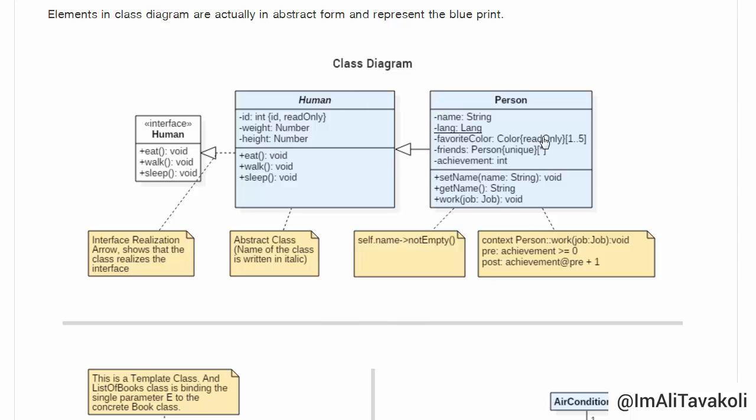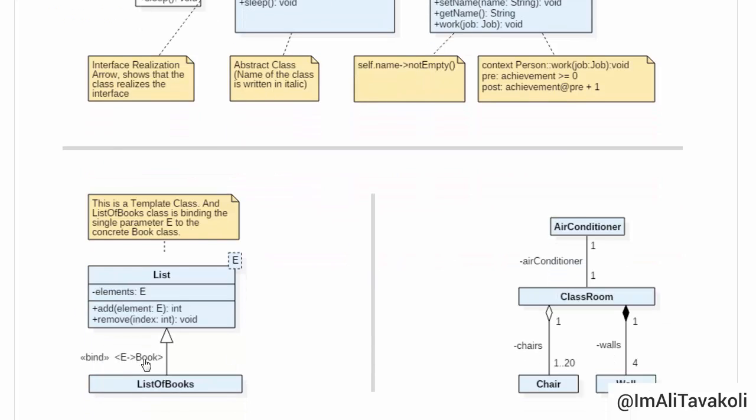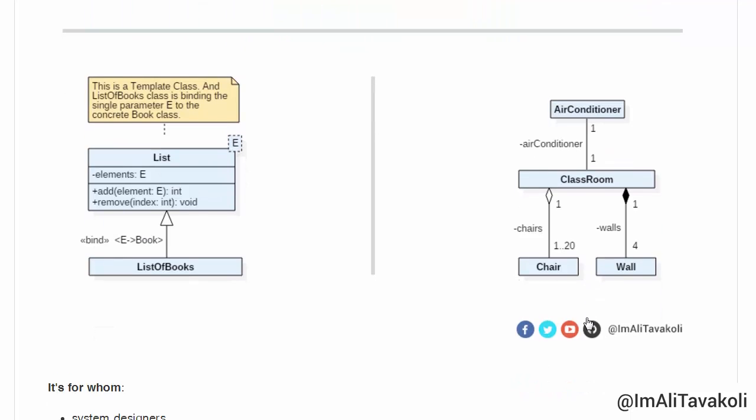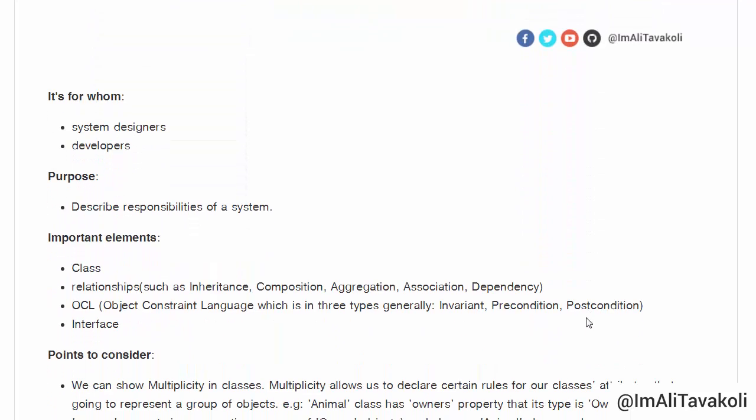In this example, I will explain more about OCL and its types and its rules. In this example, I will talk about what is a template class. This is a template class. And in this example, I will explain about different relationships that we have talked about in the first part of our UML tutorial. But first, let's see for whom a class diagram is.